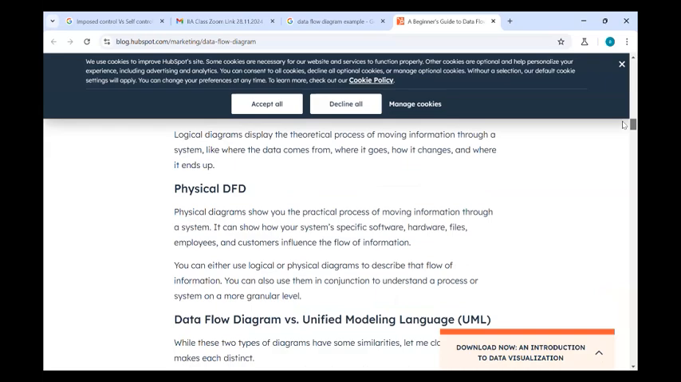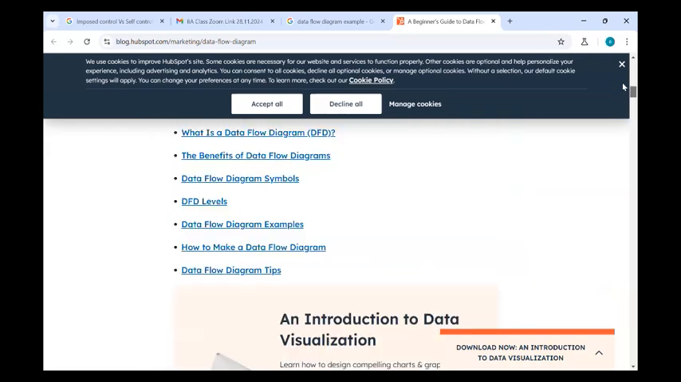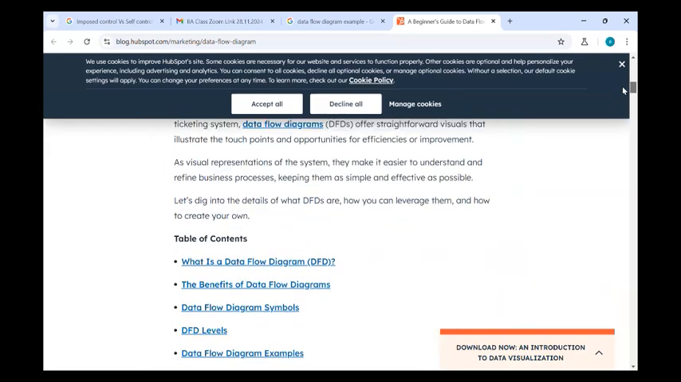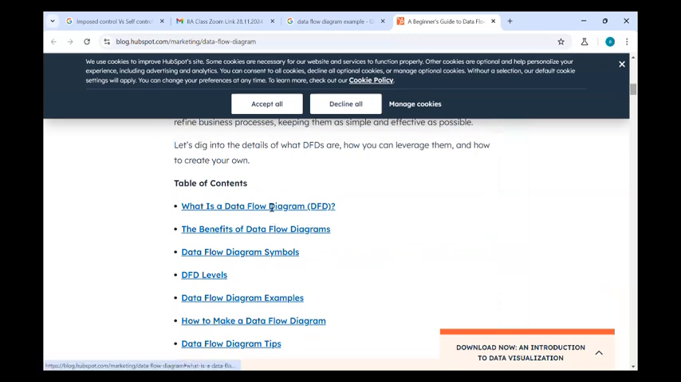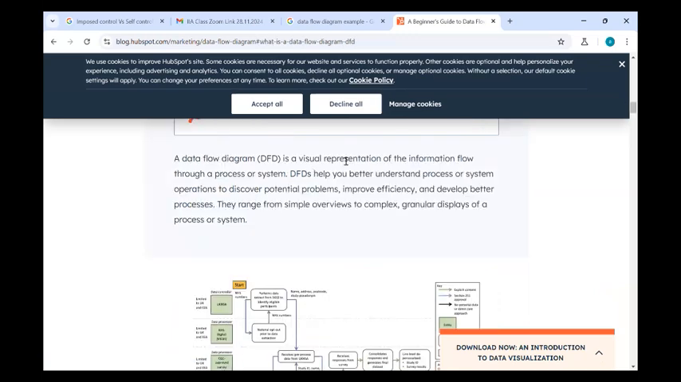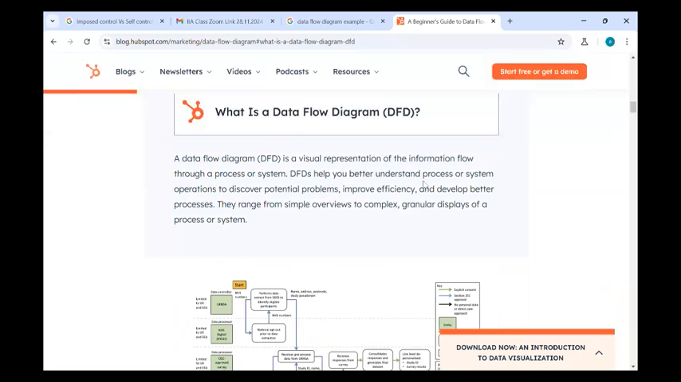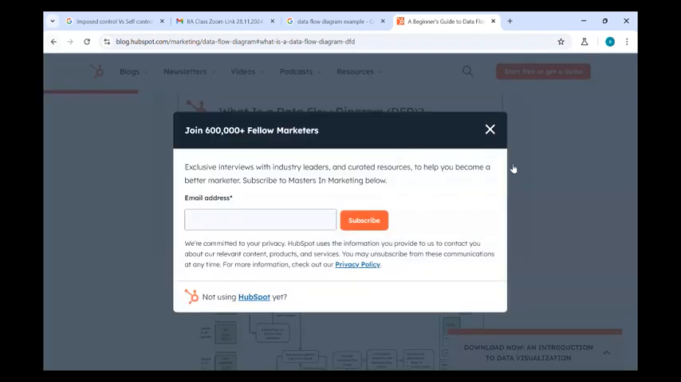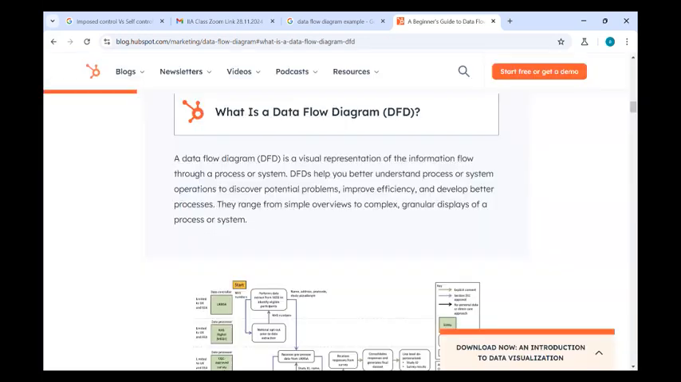So logical DFDs, physical DFDs. What is a data flow diagram? A data flow diagram is a visual representation of the information flow through a process or through a system. DFDs help you better understand process or system operations and discover potential problems. You just need to know that it shows the information flow in a system.